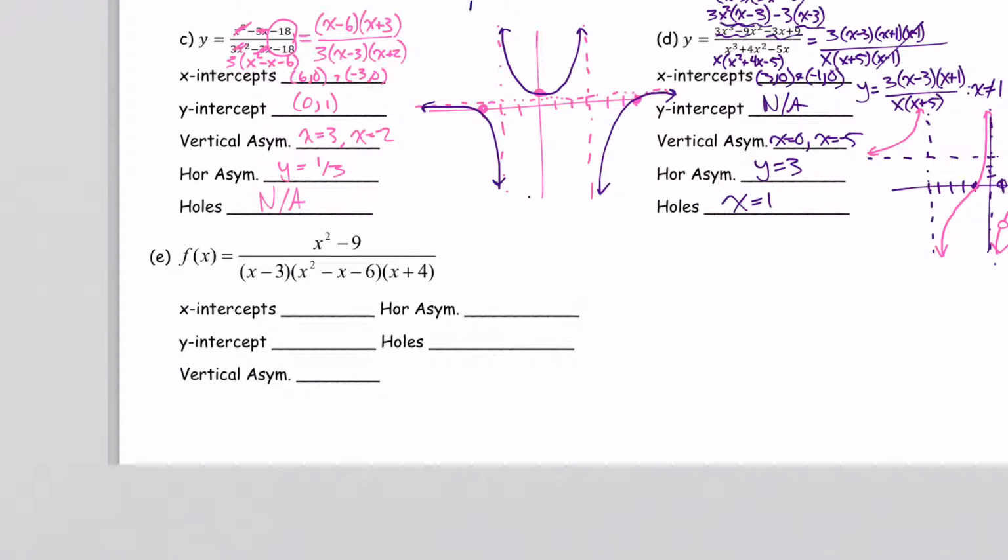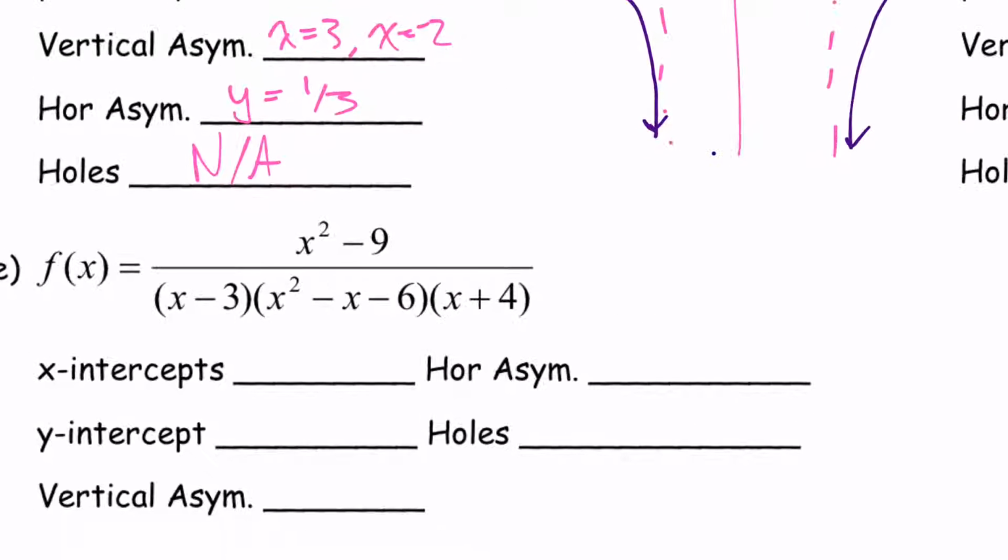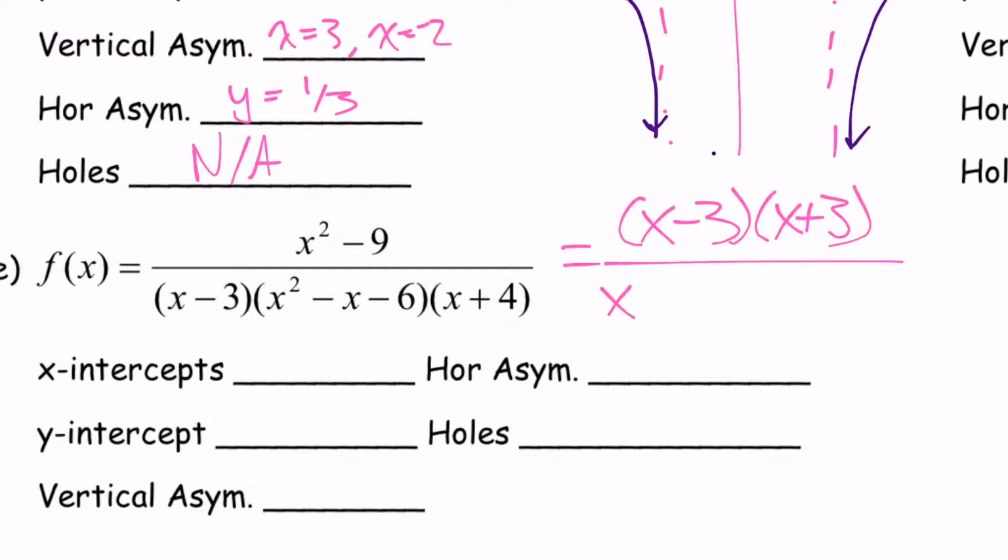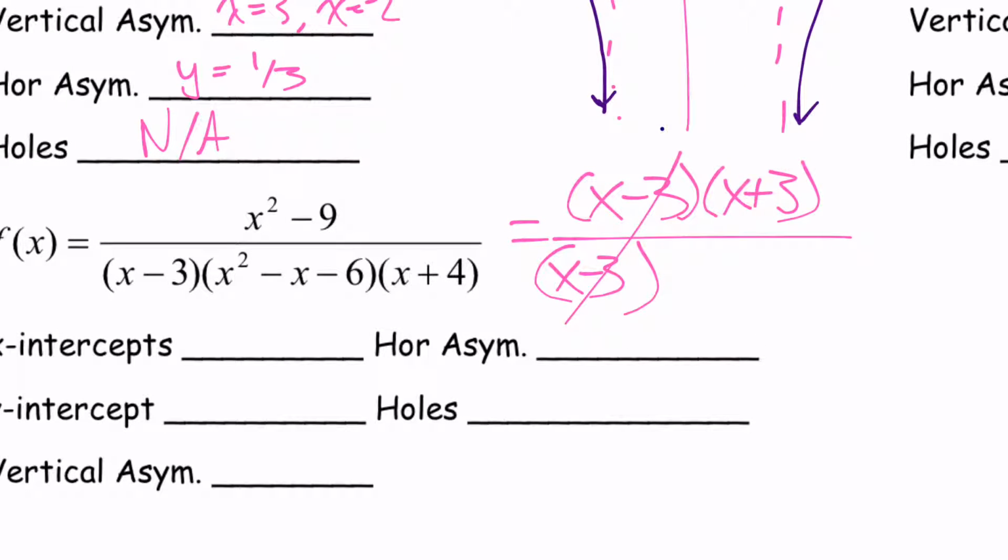Alright, last rational graphing problem from number 3. Again, let's factor. So numerator, x squared minus 9 is a difference of squares. So x minus 3, x plus 3. Denominator, I have an x minus 3 factor to start. Look, that's going to cross off. That's a hole. But I have x squared minus x minus 6.